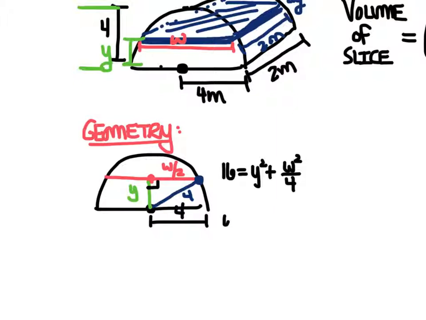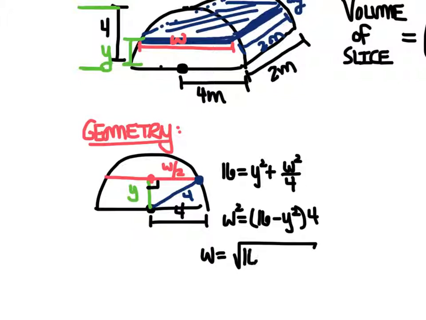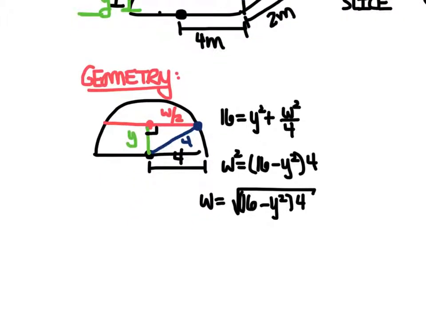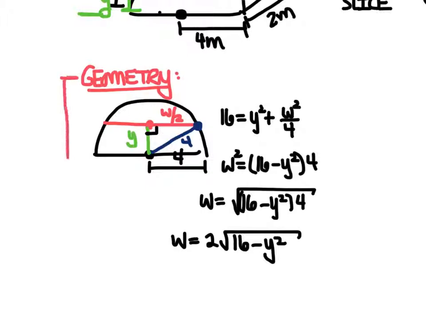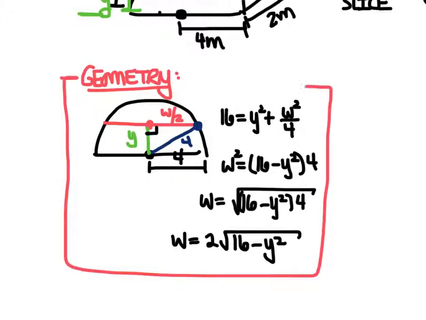We find that w squared is 16 minus y squared, all times 4, and we just take a square root. The 4 in the square root can come out, so w is 2 times the square root of 16 minus y squared. This is what we get just from basic geometry. So now we have what we wanted.